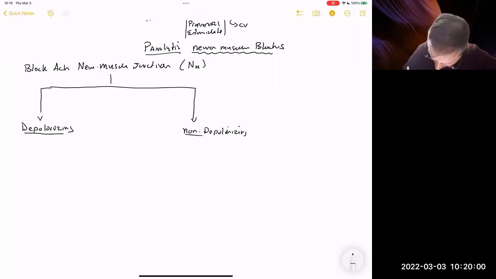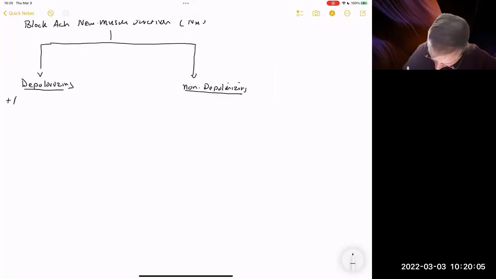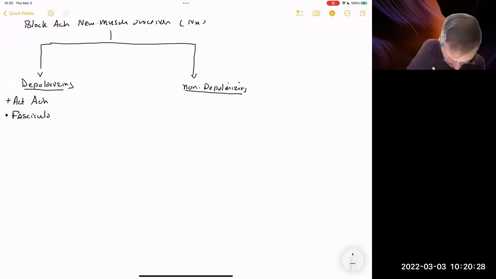Depolarizing neuromuscular blockers depolarize the neuromuscular junction, so they act like acetylcholine. But what happens is they don't go away. It comes in, it stays attached, it activates the nicotinic receptor. The muscle depolarizes. In fact, you can even get contractions, twitching and contractions. This is called fasciculations, because the muscles are depolarizing and fasciculating.